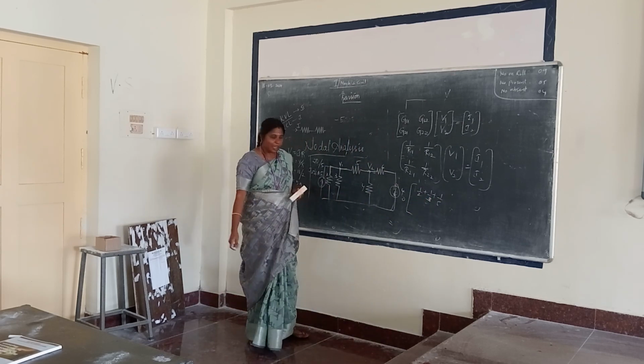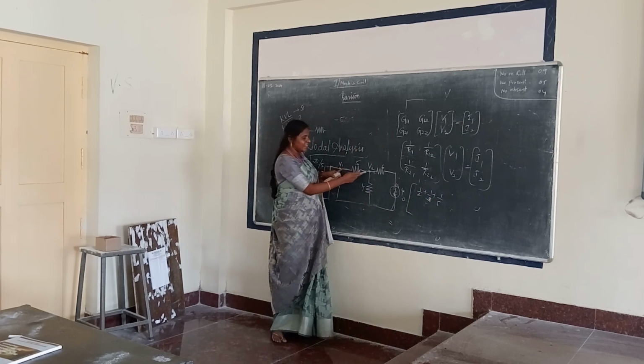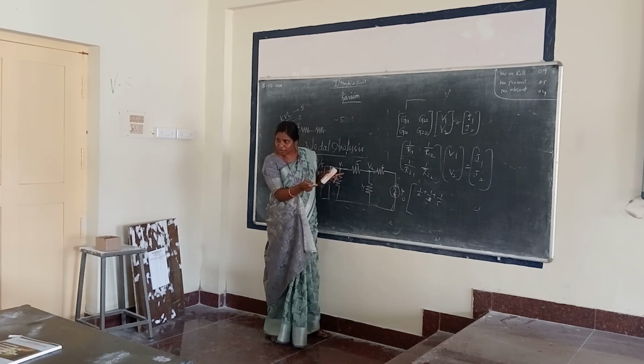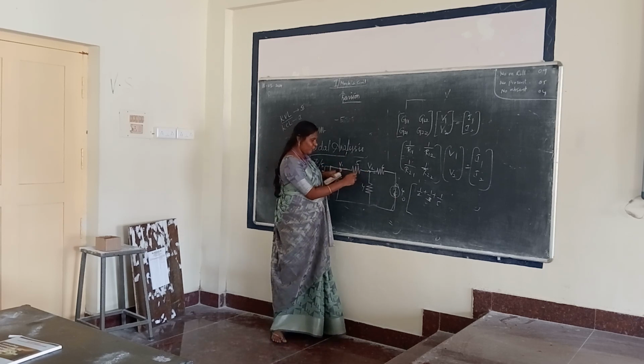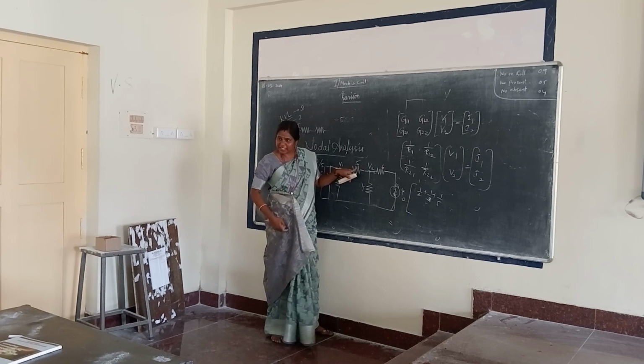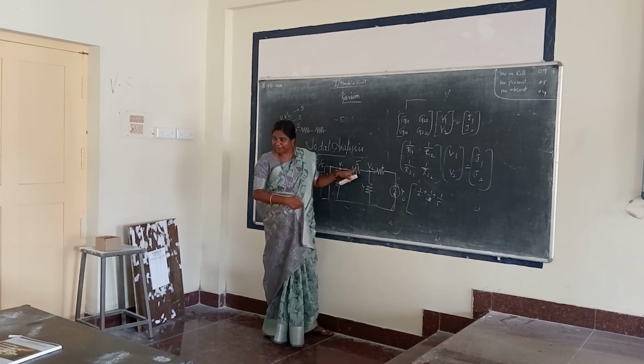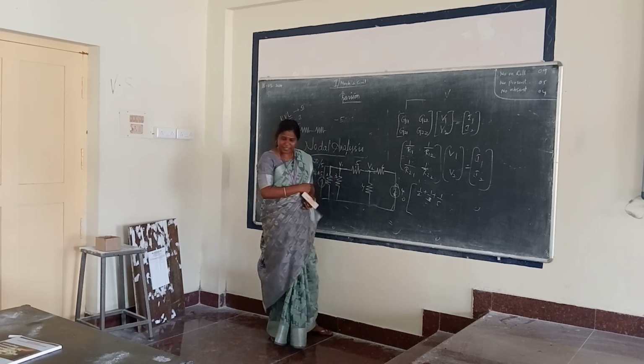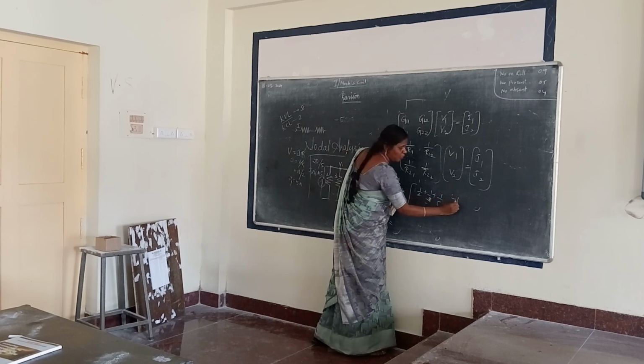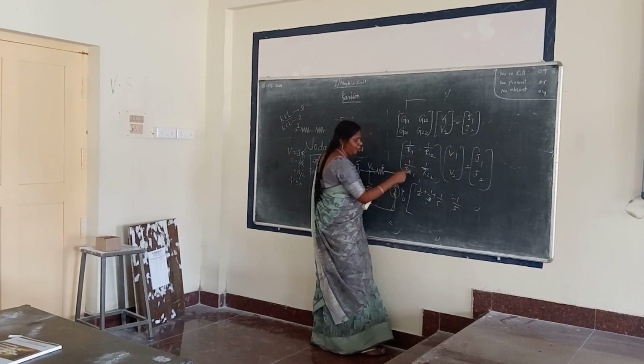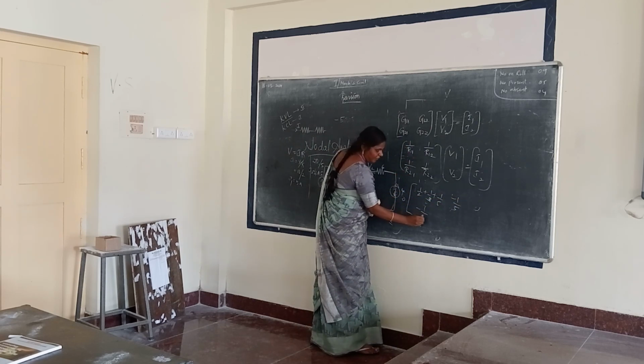R12 is the resistance present between the first node and the second node. Between the first node and the second node is this horizontal resistor, which is 5. Only one resistor, so it is minus 1 by 5. R21 is also minus 1 by 5.